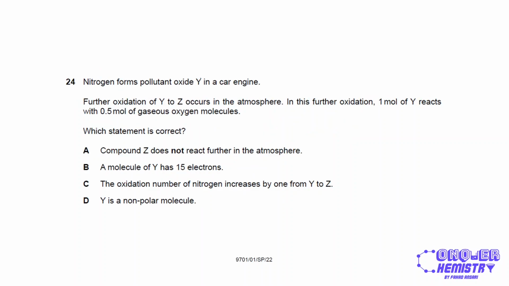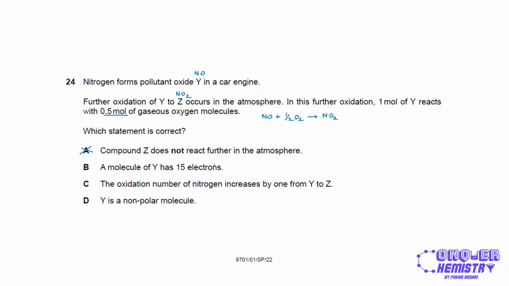Nitrogen forms polluting oxide Y in a car engine. Further oxidation of Y to Z occurs in the atmosphere. So if I say that polluting oxide Y is nitrogen monoxide, this reacts with half a mole of oxygen, and this will give us NO2, and this will be polluting oxide Z. So the first statement is correct. Compound Z does not further react in the atmosphere. This is incorrect. It will actually react to form acid rain by oxidizing SO2 to SO3.